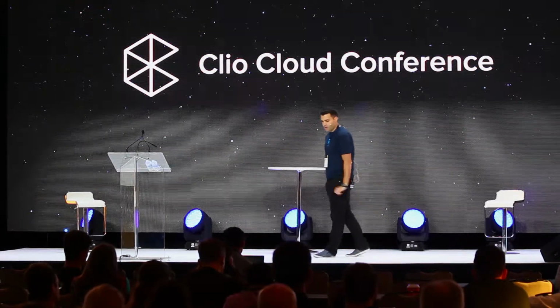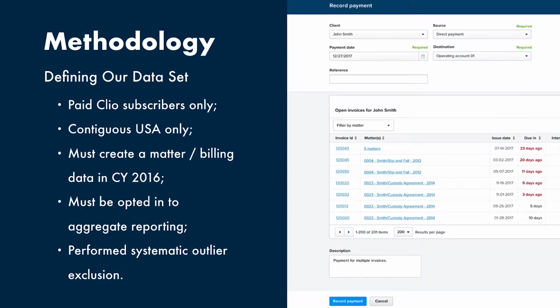OK, that was the first boring part. The second one, defining our data set. So who's included in the data that we analyze and publish back? We include any paid Clio subscriber. We do this for the contiguous United States only. Those are the areas where we feel we have a big enough data set to meet the previous standards that I mentioned. To be included, someone must have created a matter and relevant billing data in calendar year 2016 for the KPI portion that I'll be walking through. Obviously, as I mentioned before, they must be opted in to the aggregate reporting piece.